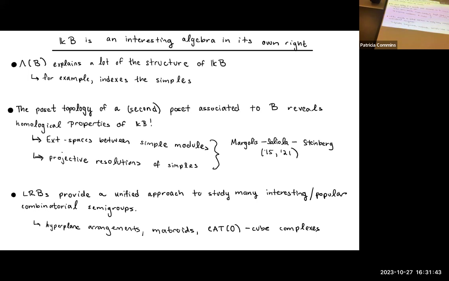And lastly, I think one of the reasons I became interested in them is that they group in a lot of semigroups and combinatorial objects that I like to study, and it provides a lens to study them all at once. So I started out in the hyperplane arrangement world, but then learned about LRBs, and it turns out there's a lot of other combinatorial objects that have LRB structures, like matroids and even CAT(0) cube complexes. So I like this as one way to prove things for all these different objects.